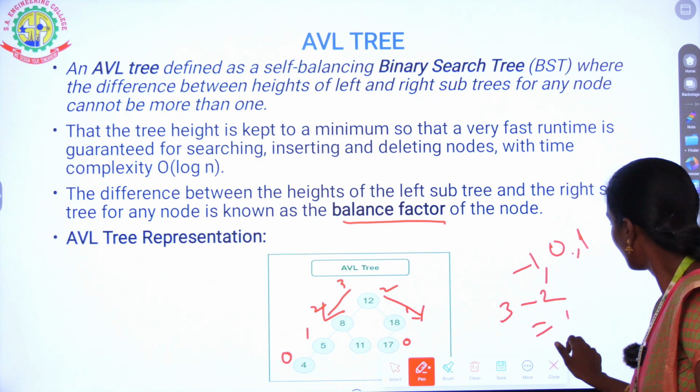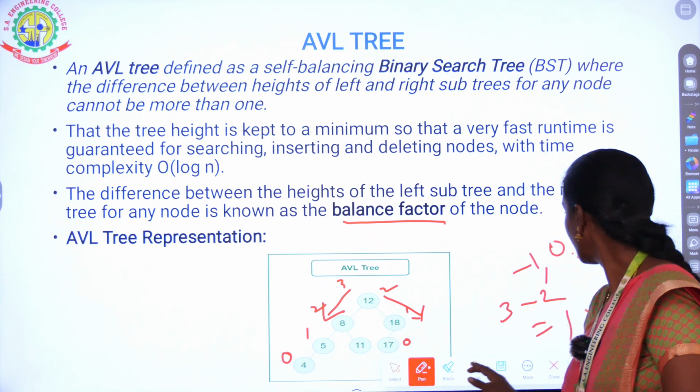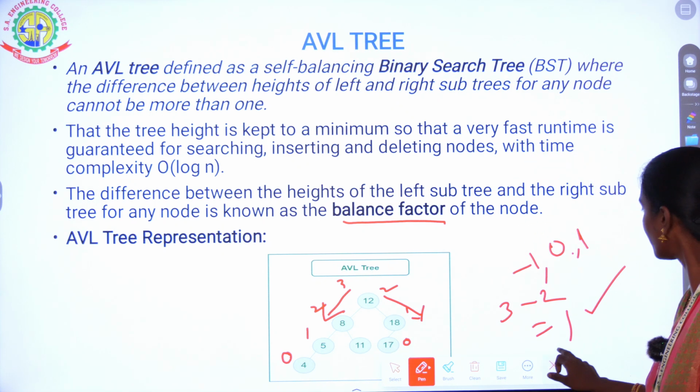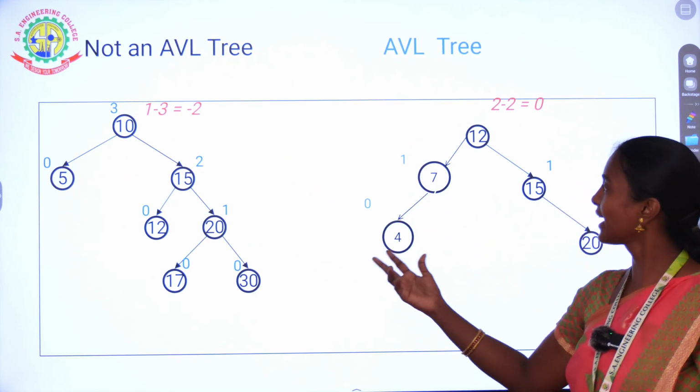The value should be 1, so it satisfies the condition. This is the AVL tree representation. Next we have to see what is not an AVL tree. Here is the one which is not an AVL tree.